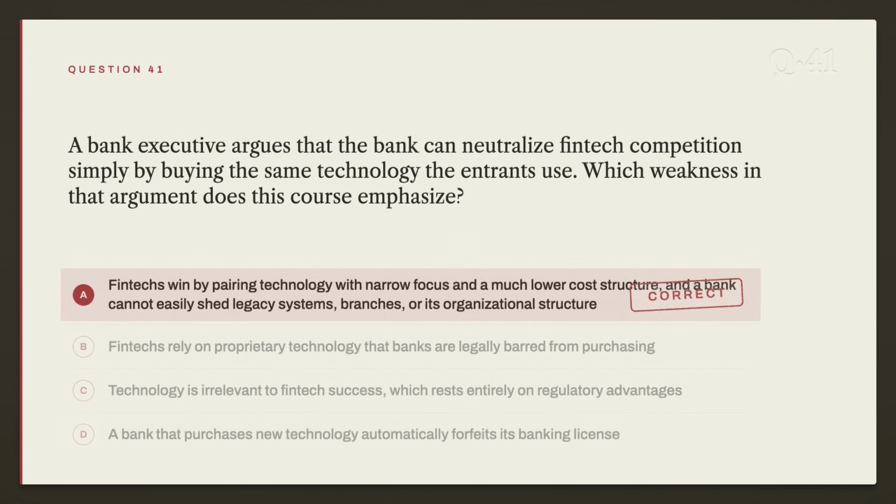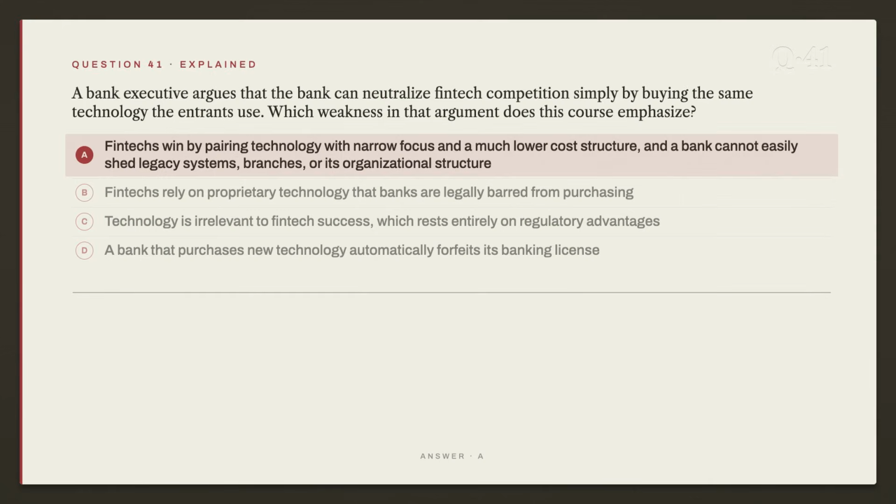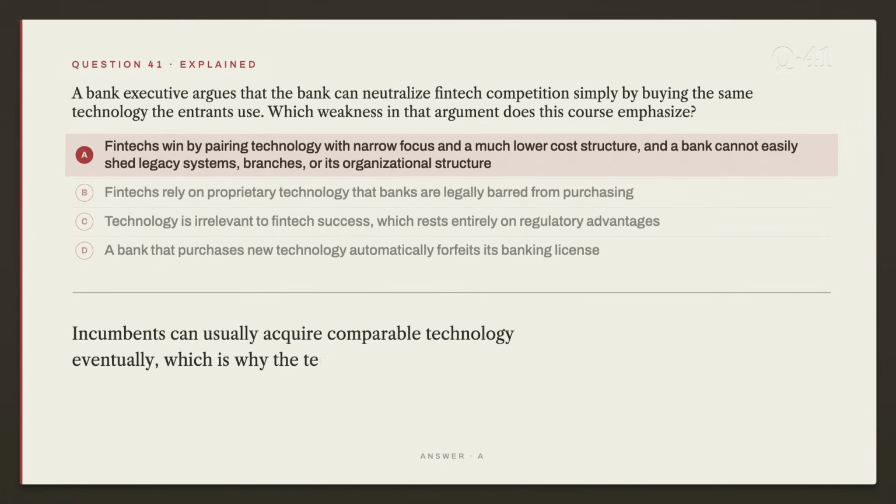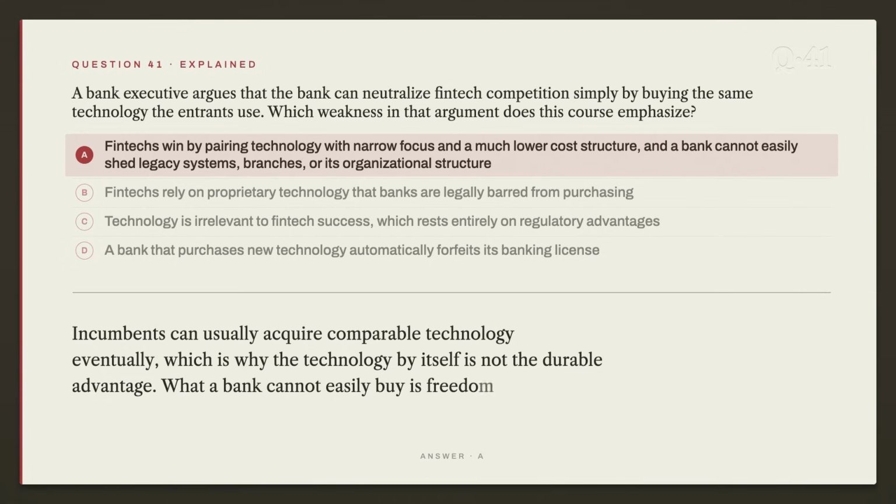The correct answer is A. Fintechs win by pairing technology with narrow focus and a much lower cost structure, and a bank cannot easily shed legacy systems, branches, or its organizational structure. A is correct because incumbents can usually acquire comparable technology eventually, which is why the technology by itself is not the durable advantage. What a bank cannot easily buy is freedom from decades-old core systems, branch real estate, large headcount, and a compartmentalized organization. The tested idea is technology plus narrow focus plus a leaner cost base working together.